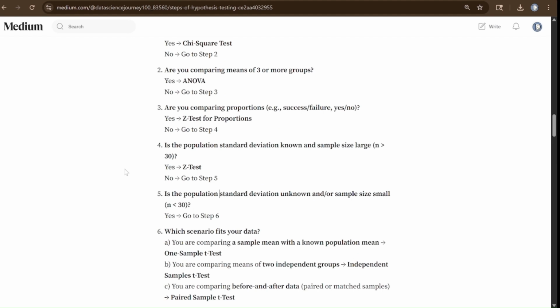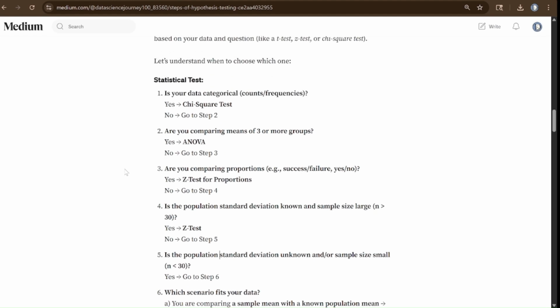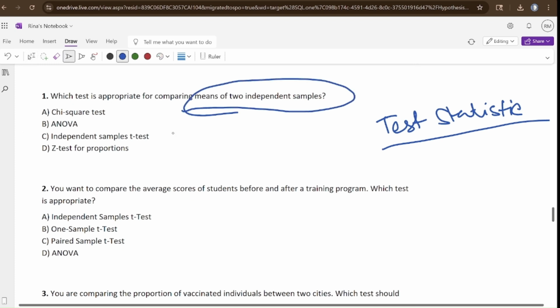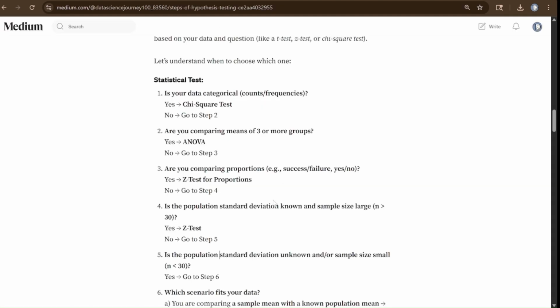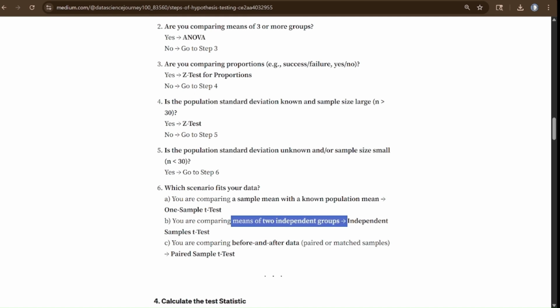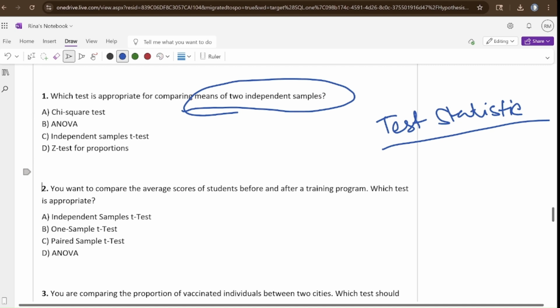Okay, so these are the types of test you can perform while doing hypothesis testing. Now we are not going to discuss the tests in detail, but which one to choose when, that we have understood. Okay, now let's do the MCQs. Which test is appropriate for comparing means of two independent samples? See, two independent groups: independent samples t-test. Okay, so we'll go for this.